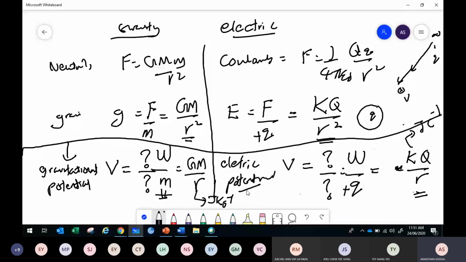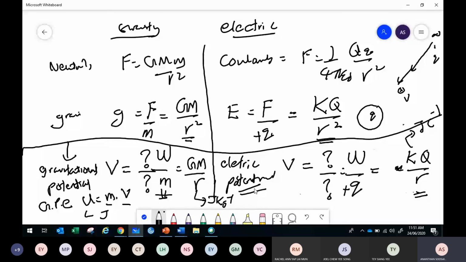After gravitational potential, what do we learn in gravity? Gravitational potential energy, U. How are gravitational potential energy and gravitational potential linked? Gravitational potential energy equals what times what? Gravitational potential times mass. Okay, very good. The test mass times the gravitational potential is the gravitational potential energy. The unit is joule. I think we are well versed in this from when we talked about gravity.